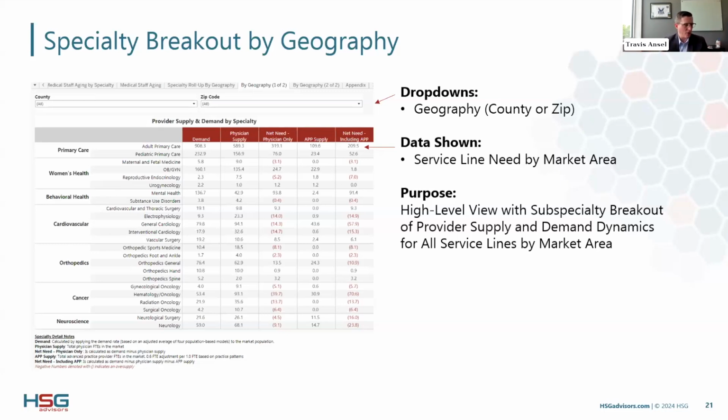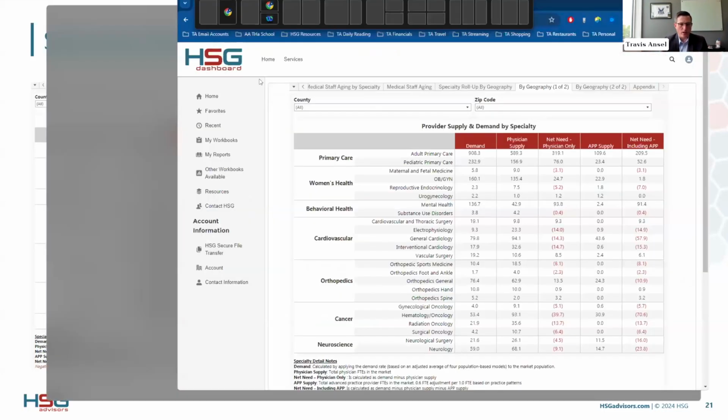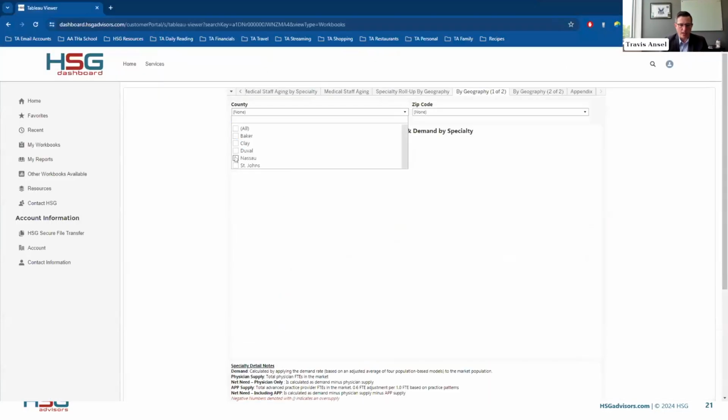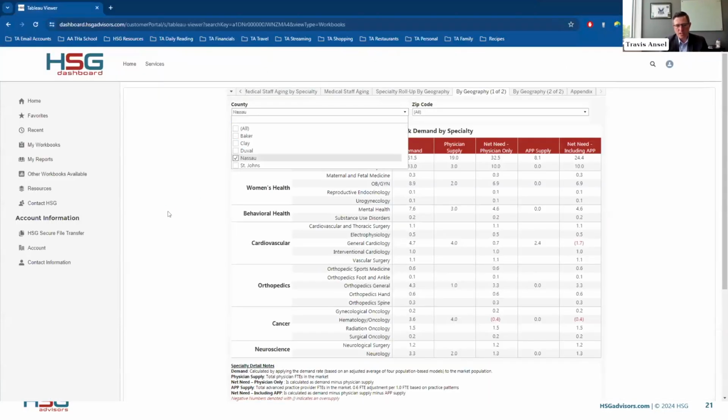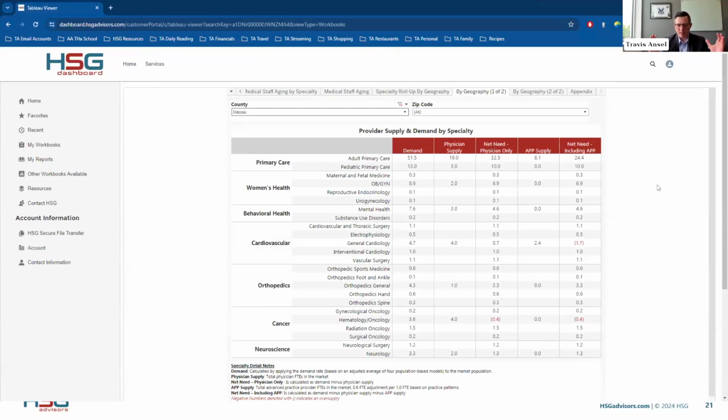Maybe drilling that down to a particular county that we want to look at. So we're looking at growing, in this case, Nassau County. If I'm putting that in front of an executive team, a service line meeting, or a planning meeting, it's just a big picture snapshot. What does it look like overall from a physician supply and APP supply perspective?